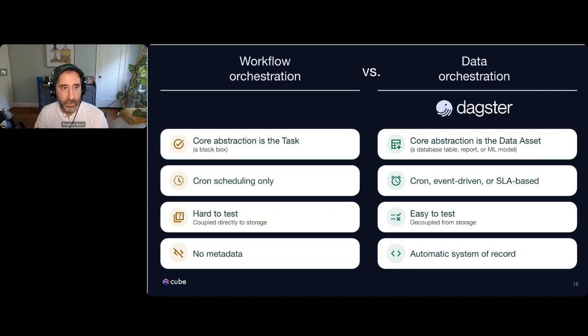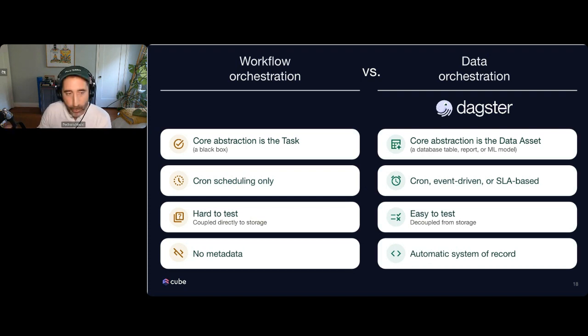And so when we start thinking about this table that we need, or that report that we need, or this model that we need, we can start to do a lot of really interesting things. We can start to do upstream and downstream dependencies for that specific model, rather than trying to figure out what task it takes to create that thing. And because of that, we can move outside of just cron, and now we get event-driven and SLA-based scheduling.